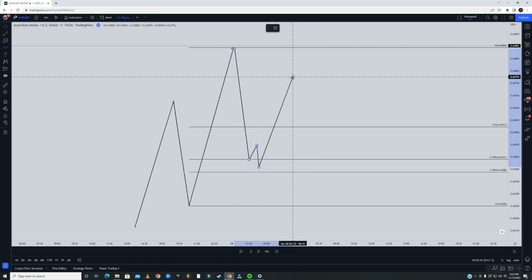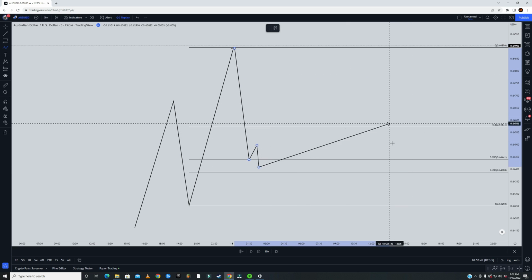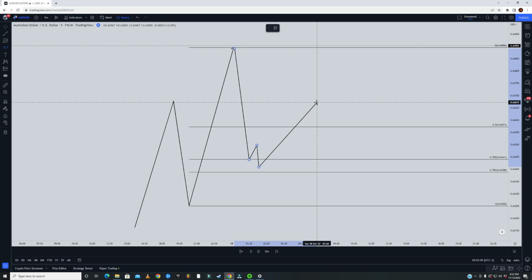So if you don't know what I'm talking about with the Fibonacci levels, you can go to YouTube and search for Fibonacci premium and discount zones, and you're going to learn that stuff.